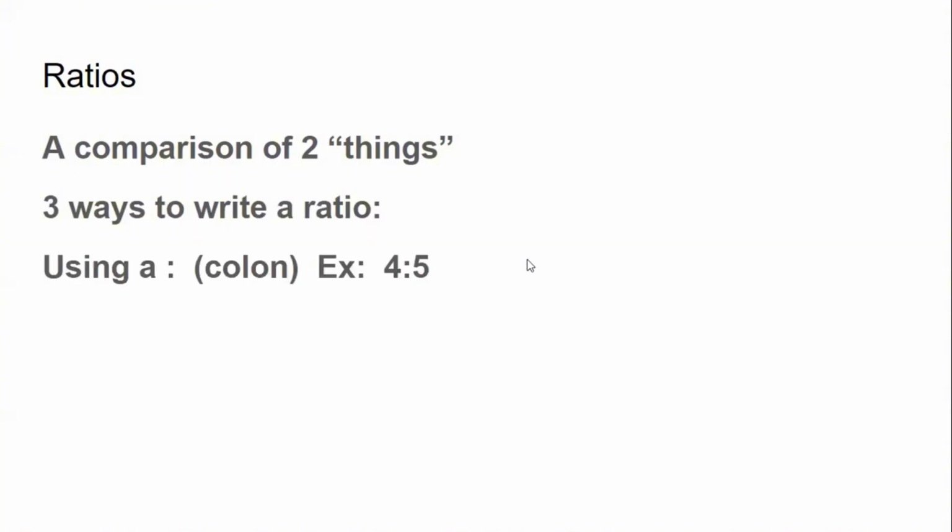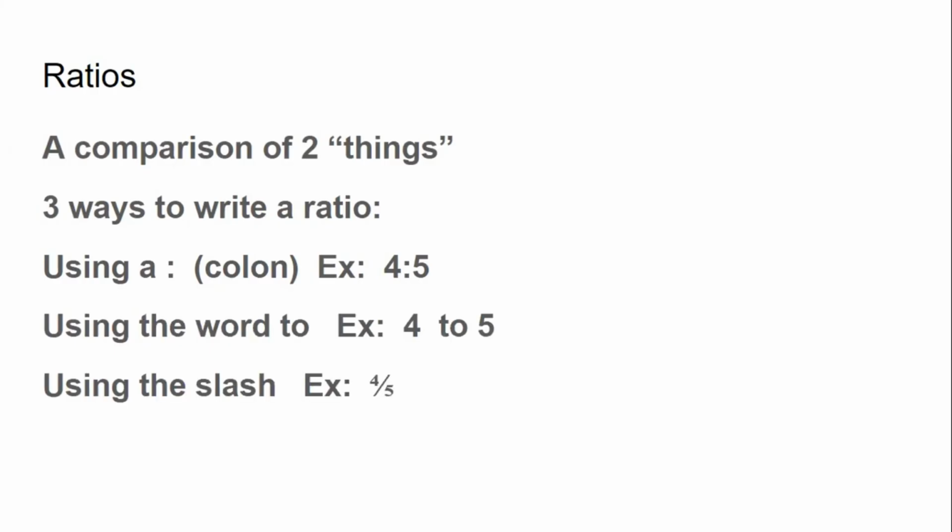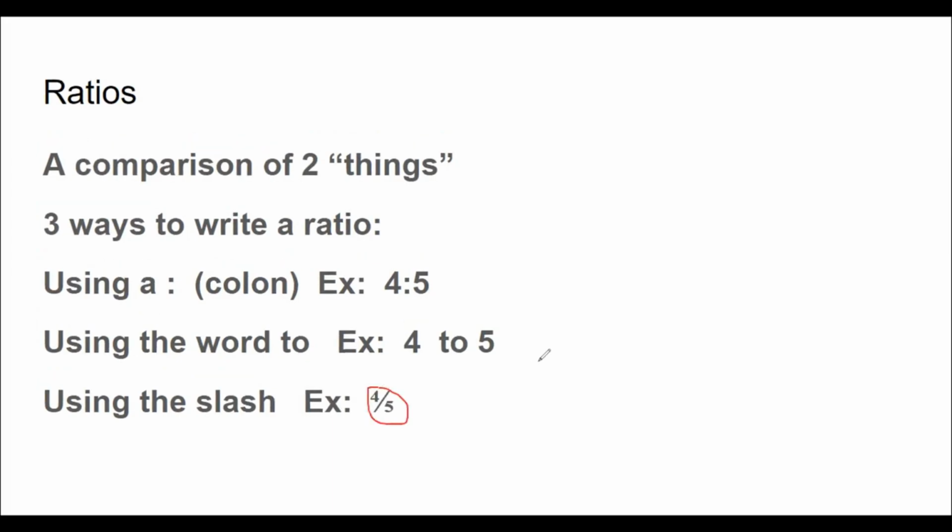There are three ways to write a ratio. You can use a colon, like 4:5. You can use the word "to," 4 to 5. You can use a slash, which is 4/5. Now, just know this 4/5 is the same thing as writing 4/5 like that. So you'll see the slash kind of at an angle or like this, but it's the same thing.